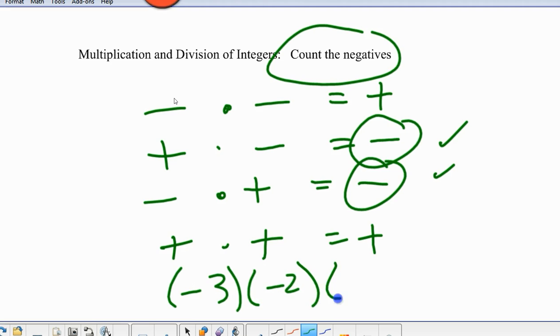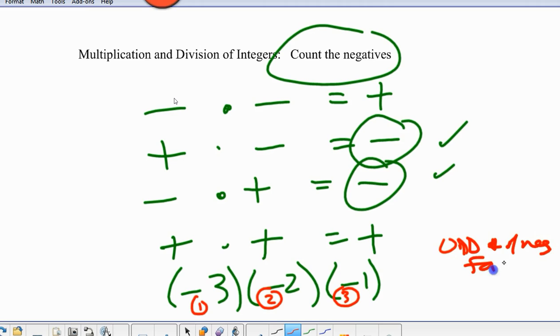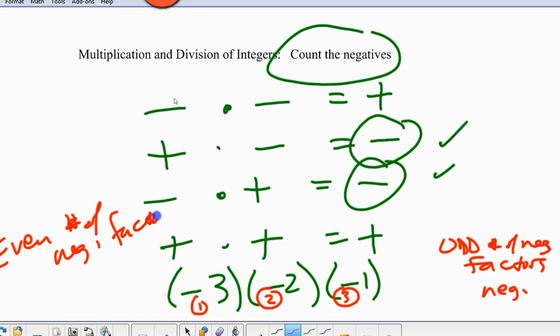Negative 3 times negative 2 times negative 1. There are 3 negatives. So it's an odd number, so the answer is negative. That says odd number of negative factors, in case you can't translate my spelling. If there's an even number of negative factors, then it's positive. Since there's 3, that's odd. It's going to be negative, and then you go ahead and multiply the factors themselves and you get 6. Negative 6.